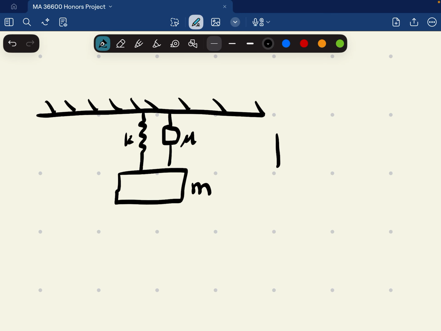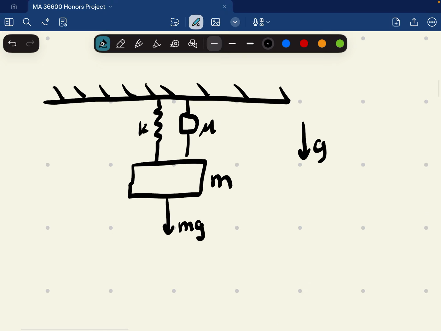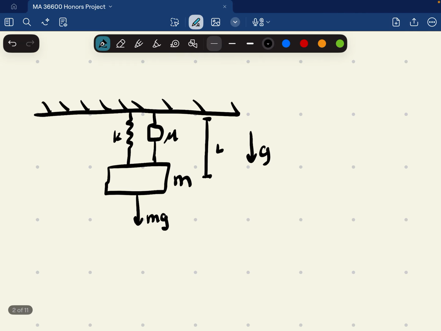Say it's going to be on Earth, so there's a force due to gravity, from the acceleration due to gravity, acting on the block. Okay, great, so this is the particular setup. First, I'm going to say that we're in equilibrium, so at some distance L from the ceiling, we're just sitting there in equilibrium.